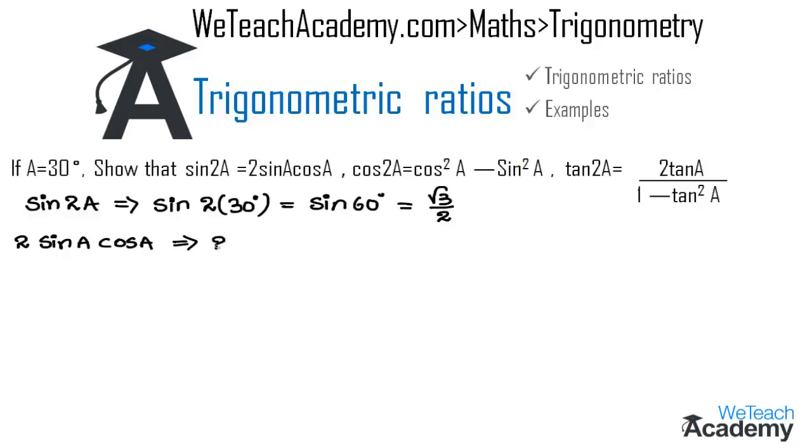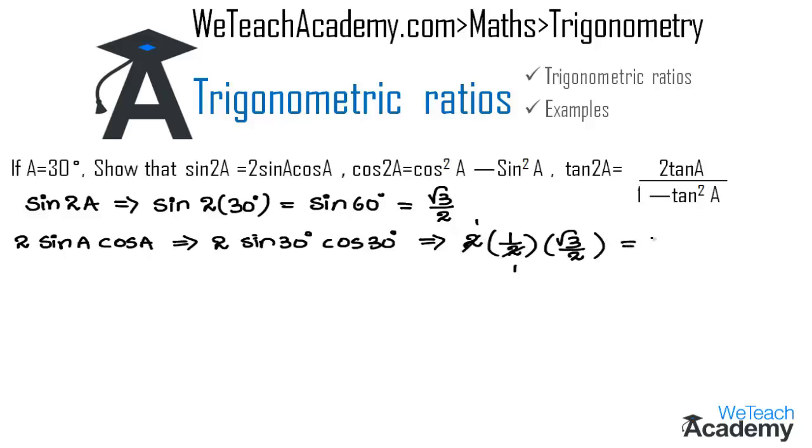And now let us substitute the value of a. So we get 2 sine 30 degrees into cos 30 degrees. So that implies we get here 2 into the value of sine 30, which is 1 by 2, into the value of cos 30, which is root 3 by 2. And here by simplifying we get 2 one time is 2 and 2 one time is 2. So that implies the result over here is root 3 by 2.